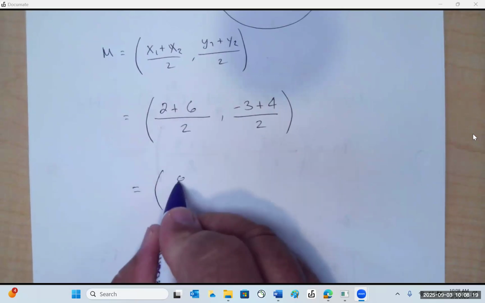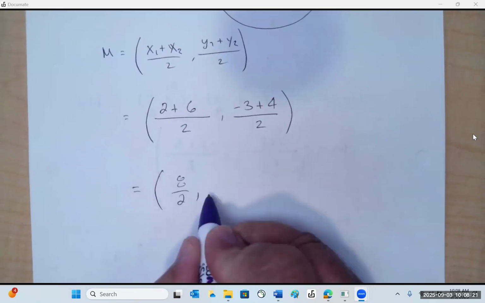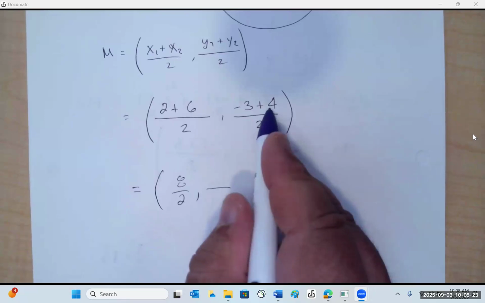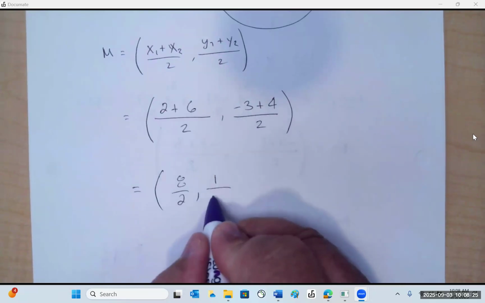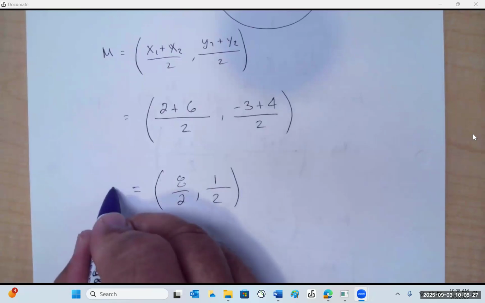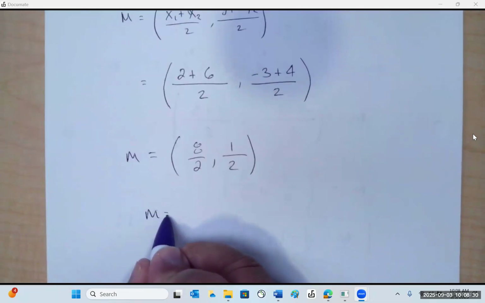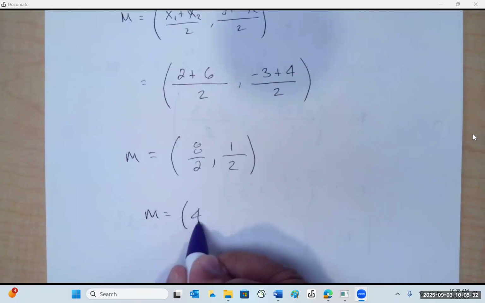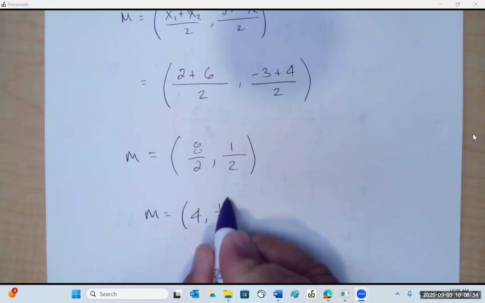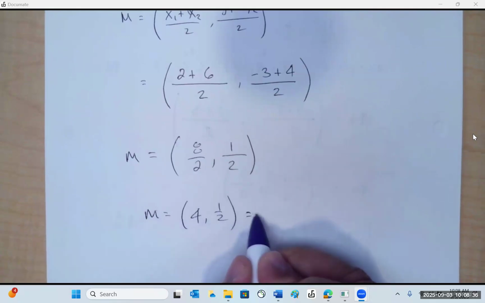Two plus 6 is 8. 4 minus 3 is 1. So the midpoint, the center of the circle is at 4, 1/2. This is the center of the circle.